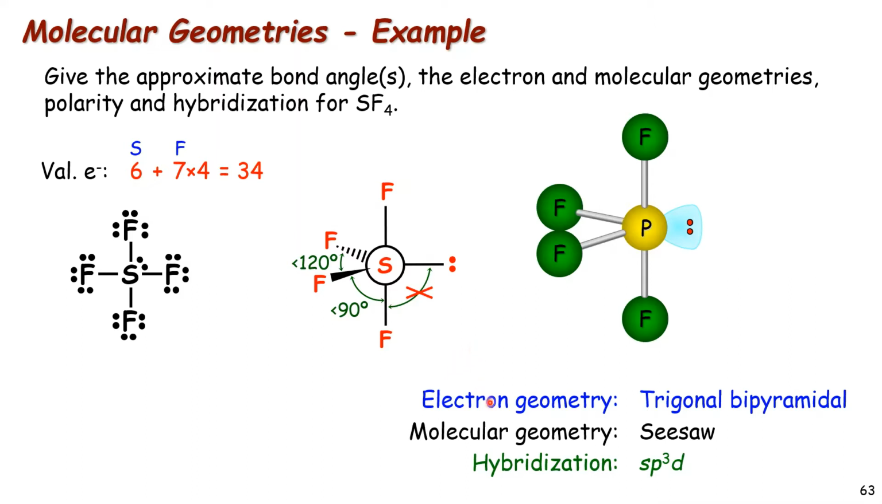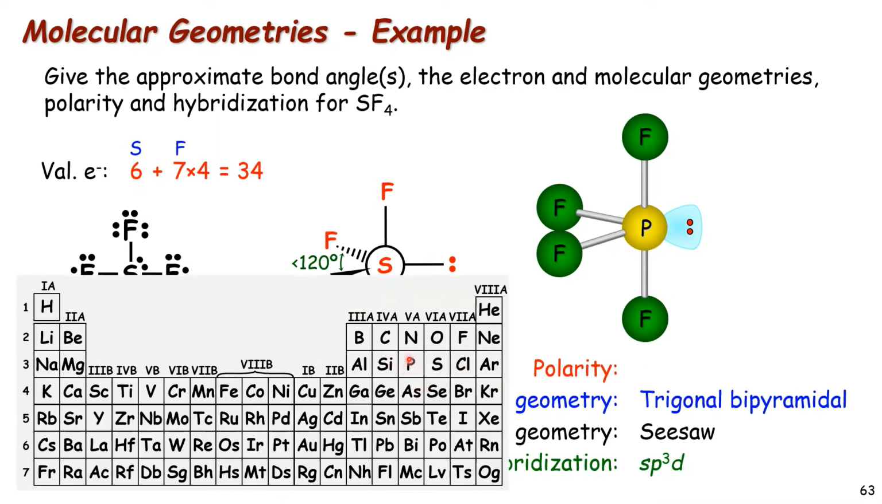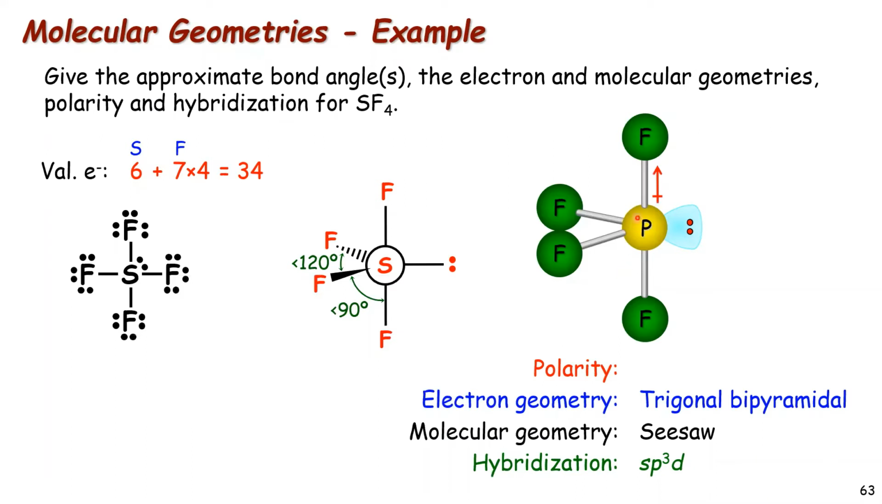Okay, next let's talk about the polarity. Well, again, we could see that sulfur is less electronegative than the fluorine. So that dipole moment is going to point straight from the sulfur up to the fluorine. Same thing true here, here, and here. Well, this time we lost symmetry because of this lone pair, right? So these two are canceling one another, but these two are pointing out in this direction. So this molecule is going to be polar.